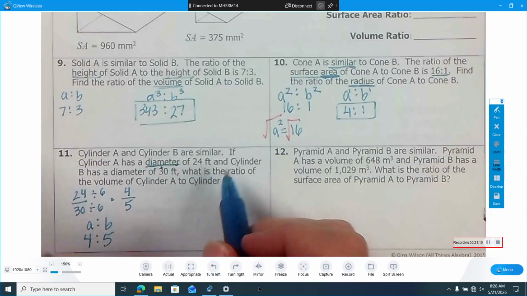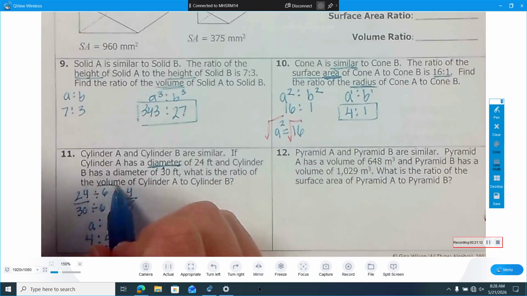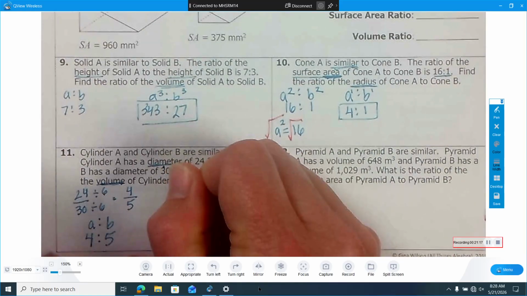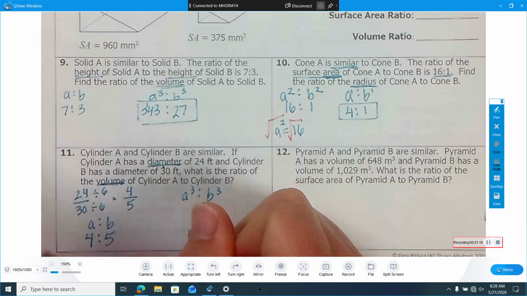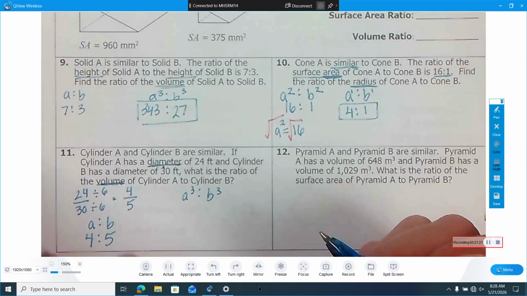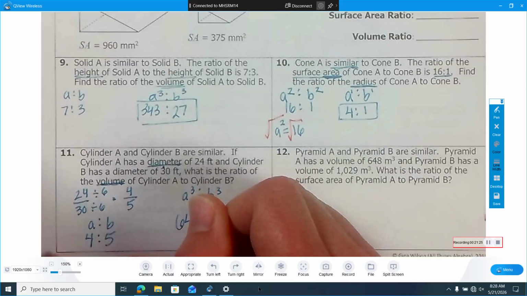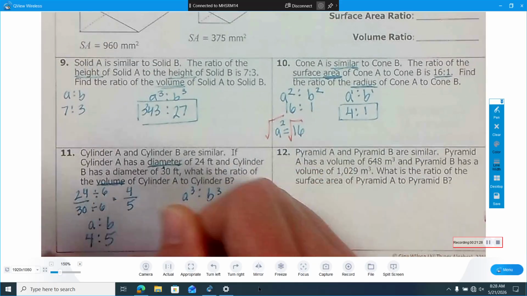And it wants to know, what is the ratio of the volume? What do we need to do? Cube them. A cubed to B cubed. That would be, what is 4 cubed? Yes, it is. Thank you. And then 5 cubed is 125.